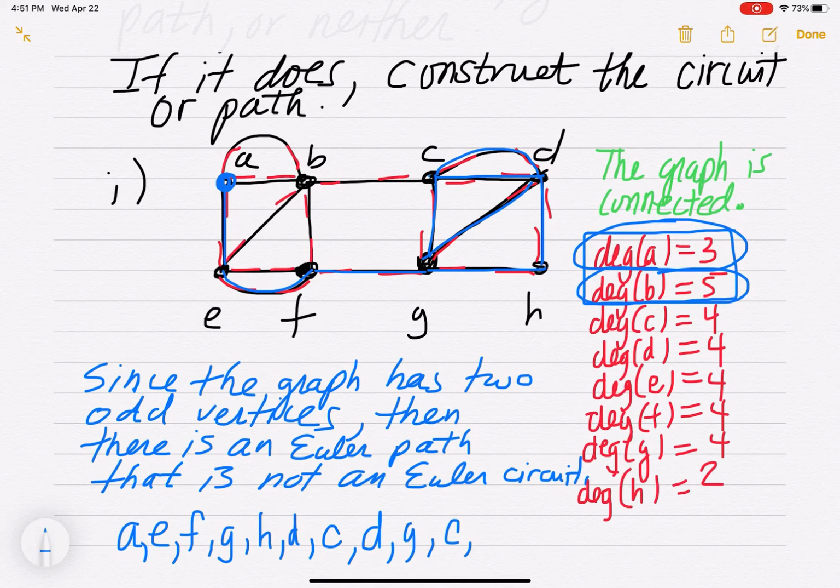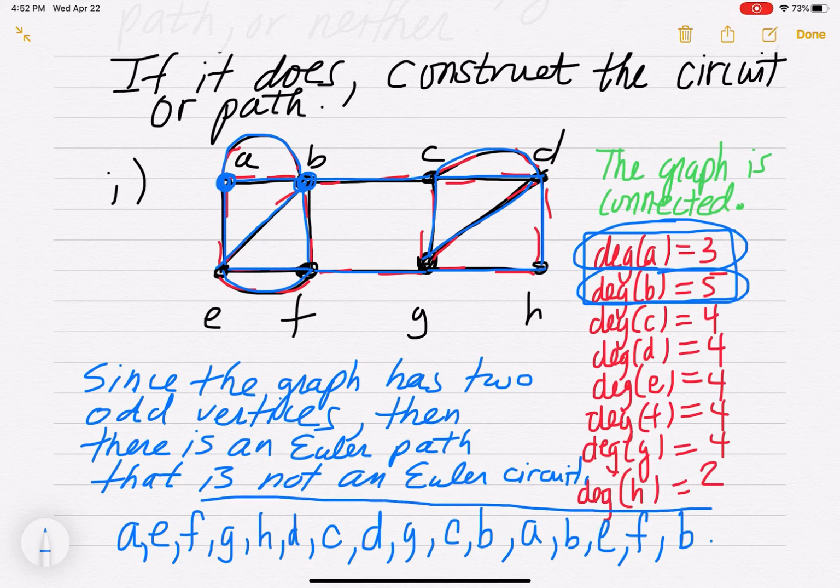Where am I? See, from C I only have one way I can go, C to B. From B, I have several options. I can go, let's say, up around to A. From A, I only have one direction I can go. I can go back to B. And from B, I have two options. I can go down to F, or I can go down to the left to E. I'm going to go down to the left to E. From E, I only have one option, forward to the right, F. And then from F, I only have one direction, back to B. So right there, that is my Euler path.